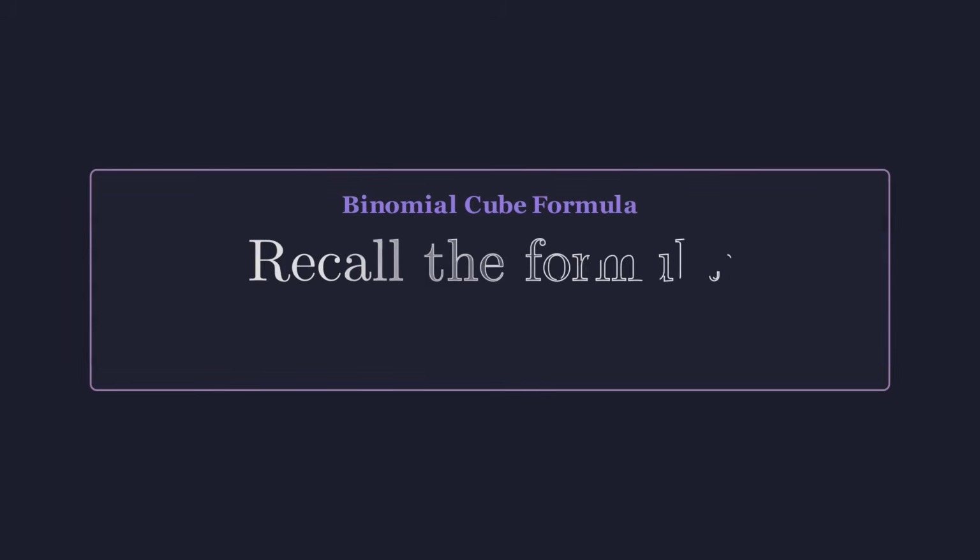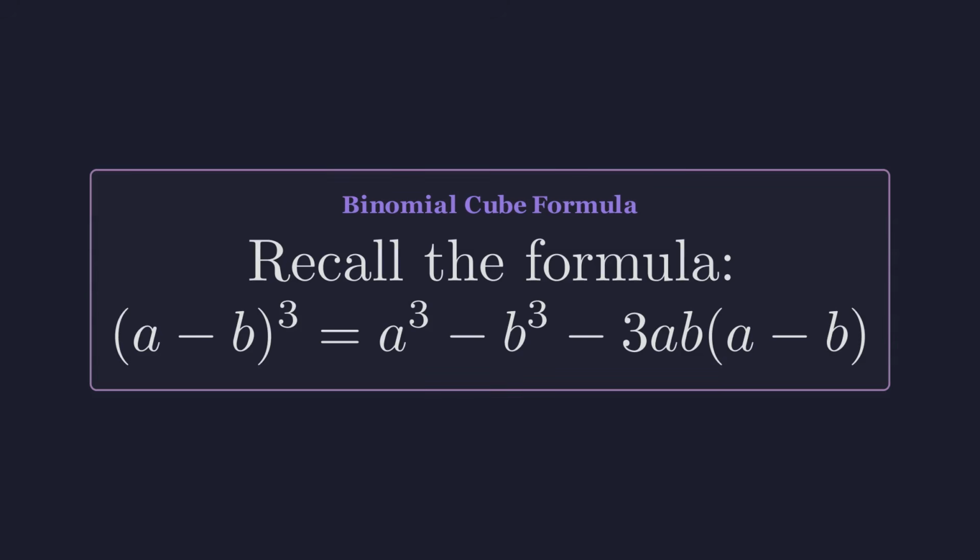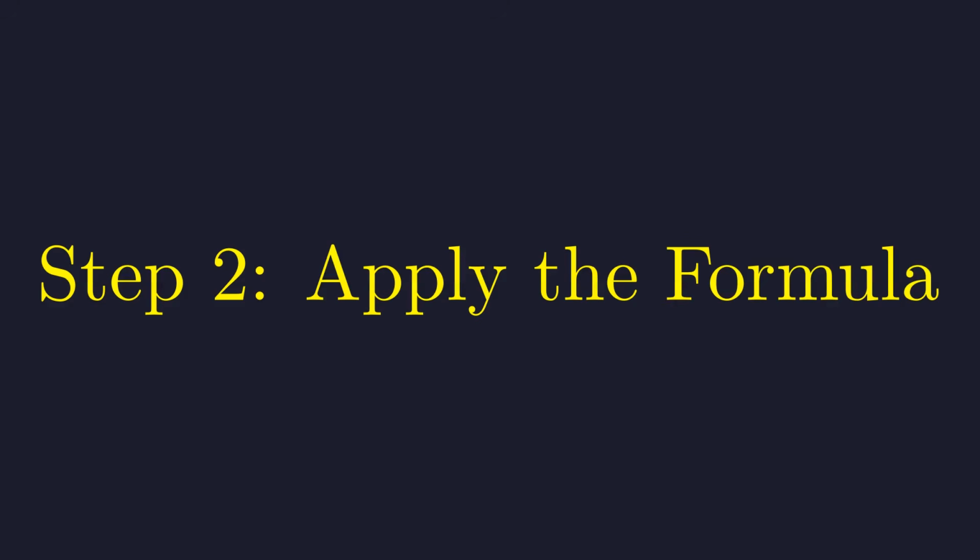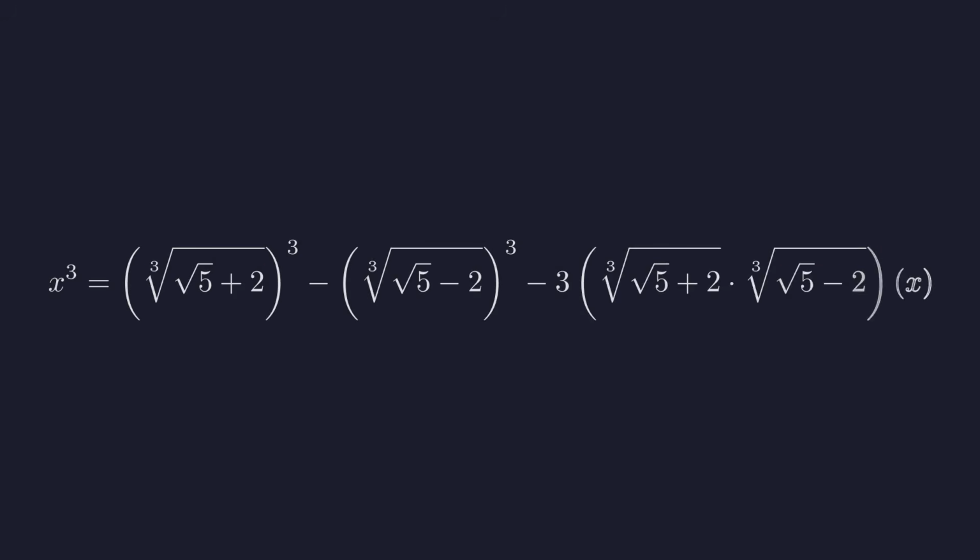To expand the right side, we need the formula for the cube of a binomial. a minus b all cubed equals a cubed minus b cubed minus 3 times ab times the quantity a minus b. Now let us apply this formula to our expression for x cubed. Here, a is the first cube root, and b is the second. Notice that the final term, a minus b, is just our original expression, which we called x.